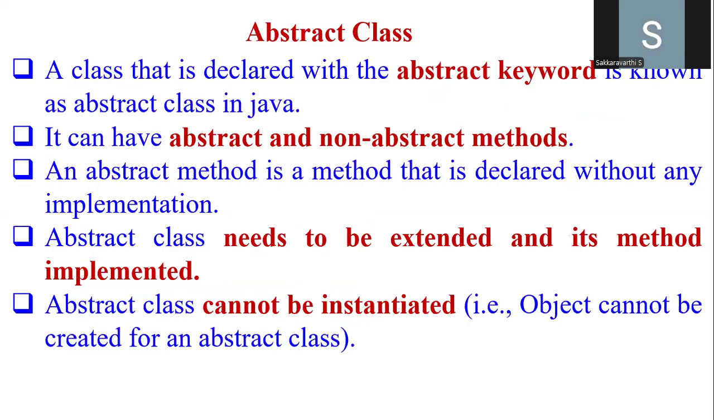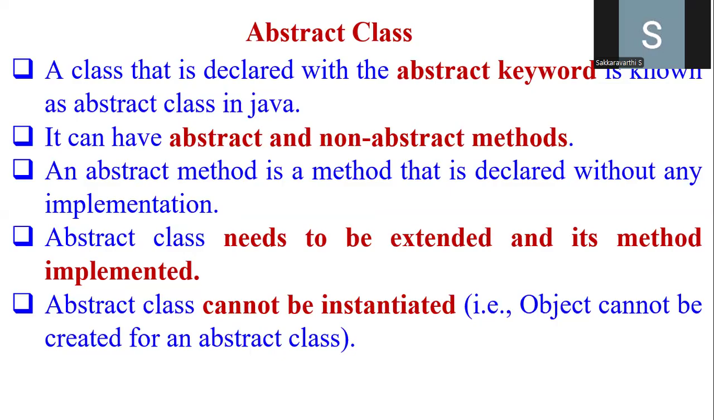An abstract class is a class that is declared with the keyword abstract, and it has abstract methods and non-abstract methods. With an abstract class we can achieve one of the object-oriented programming concepts, that is abstraction. We know abstraction is showing the essential features and hiding the implementation details. That is one of the OOPS concepts. How can we achieve the abstraction feature in Java? Using the concept of abstract class.